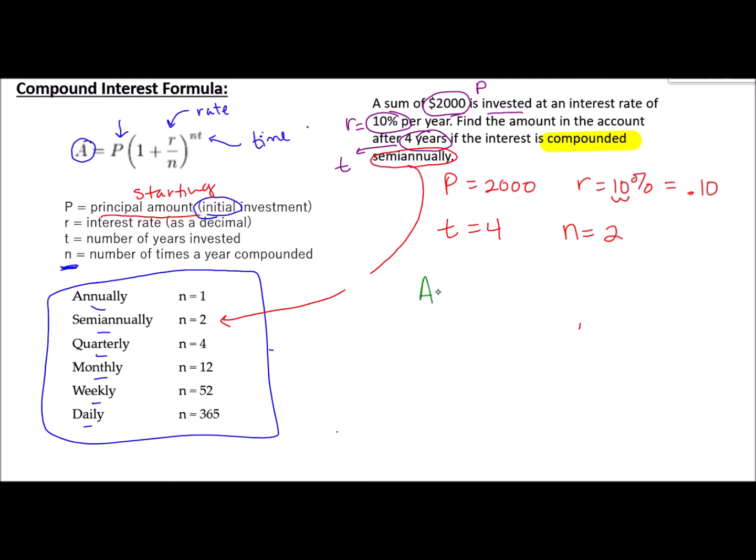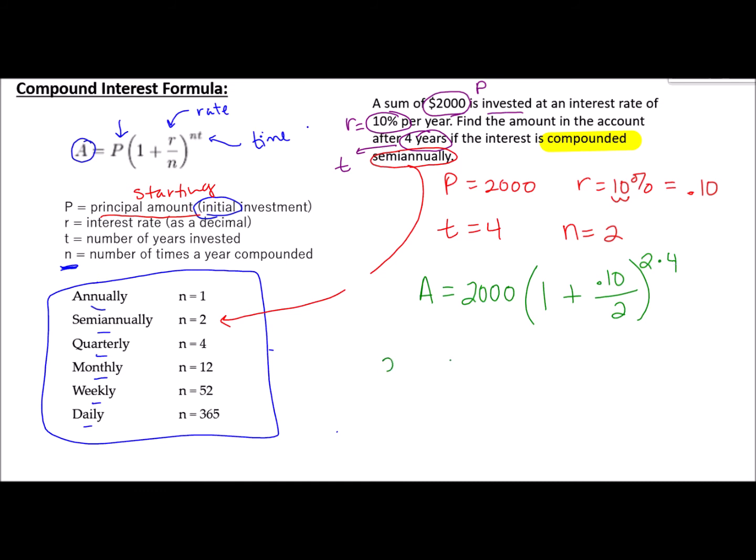So A, capital A, equals P, which is 2,000, parentheses, 1 plus R, but you have to put it as a decimal. That's the number one spot people make a mistake. Divided by N, which we decided was 2, and then up here in the power is going to be 2 times T, which is 4. Now you don't have to simplify that at all. You can plug it directly into the calculator just like that.